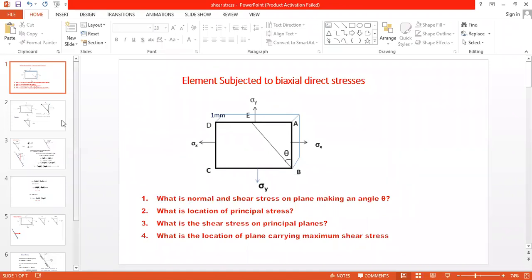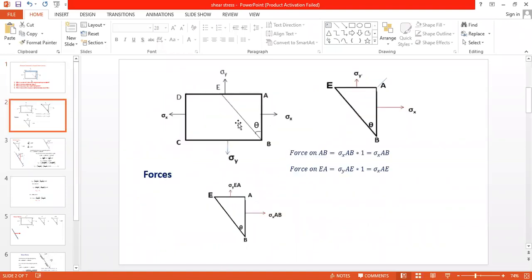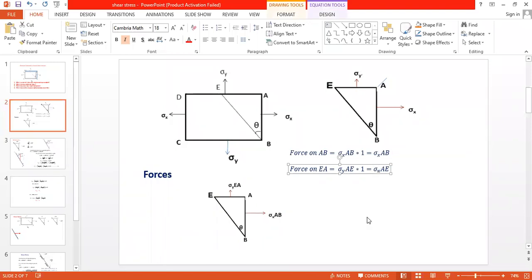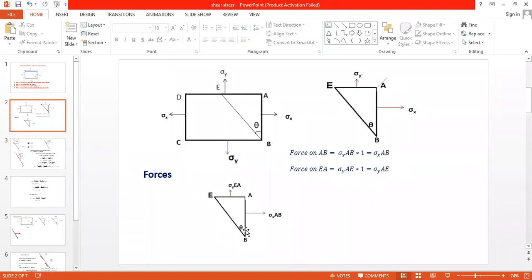Now see here how we have completed normal stress. Now this element is having thickness 1 millimeter. So force on AB, as stress is sigma x, is sigma x AB. Force on EA is sigma y AE, sorry, sigma y AE, not sigma x. Here it is showing the free body diagram of the forces acting on this AE and AB.